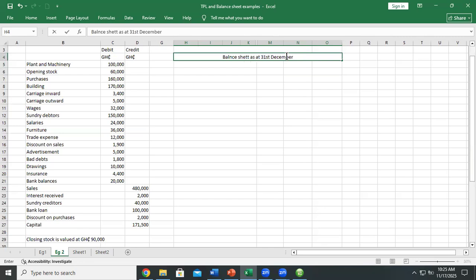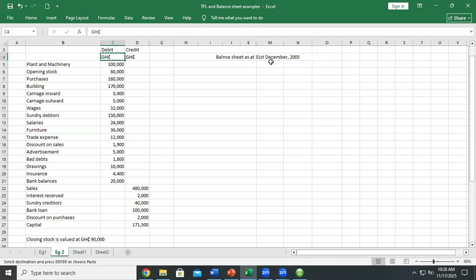Please, as funny as it may sound, some students will write this heading as balance sheet for the year ended, and then they will write trading account assets. Please, I beg you, don't mess them up. Okay, so this time the currency is Ghana cedi. So put our currency Ghana cedi, Ghana cedi, Ghana cedi.